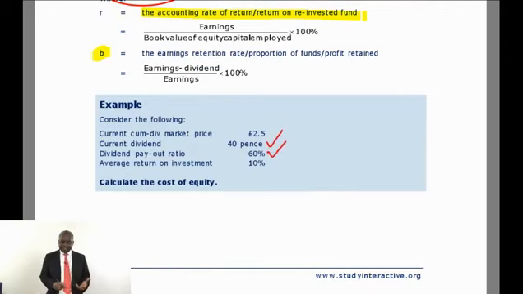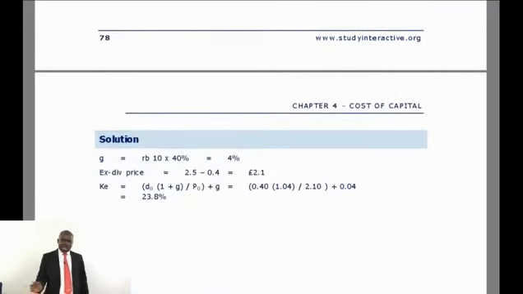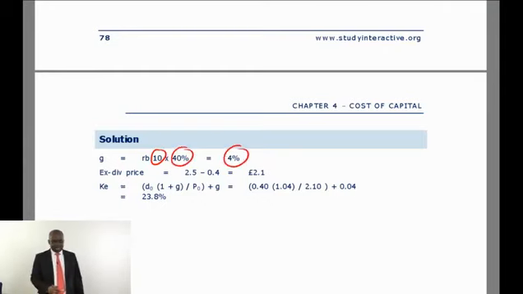It means 40% is retained. Okay, and then the accounting rate of return, or return on investment, is 10%. What will be your RB? Your R is 10, and then your B is 40%. Dividend growth rate is 4% straight.